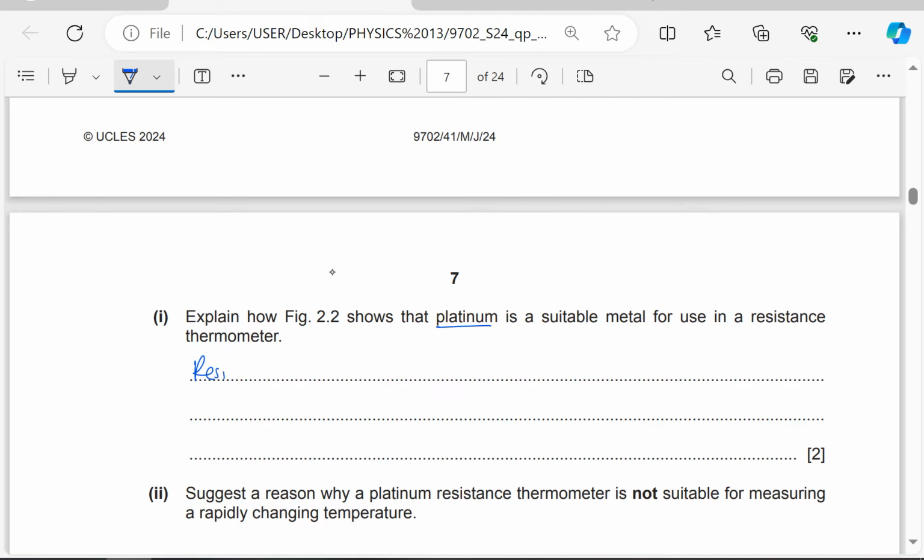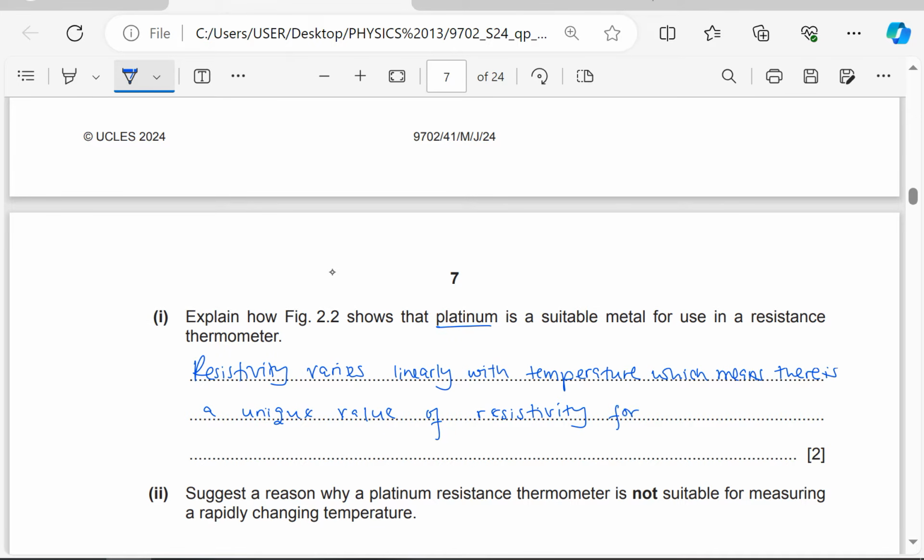So I'll say resistivity varies linearly with temperature, which means there is a unique value of resistivity for each different value of temperature.